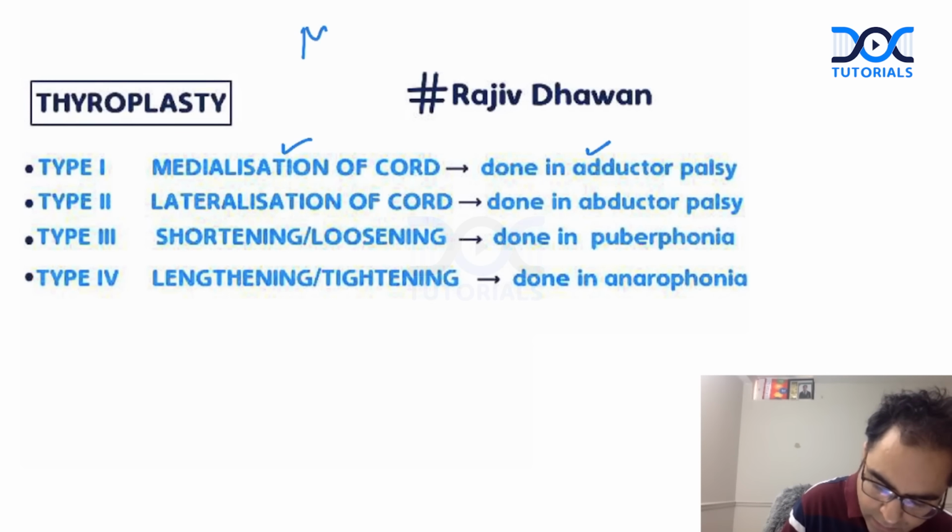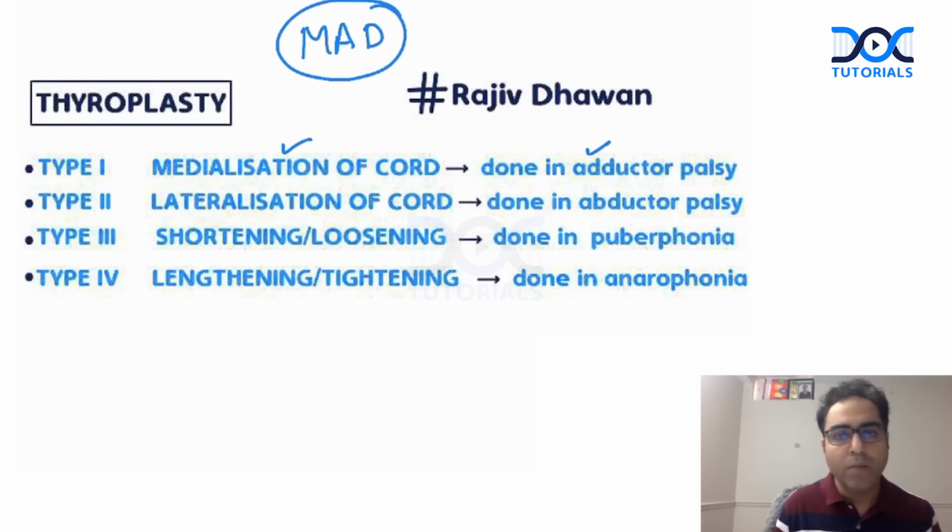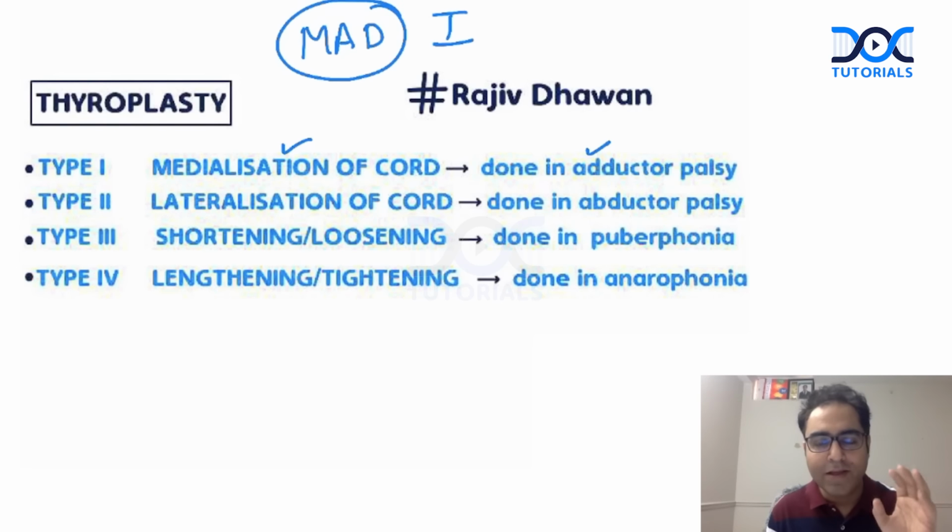MAD. People who come first in the class, type 1. People who come first in the class are mad people. People who come first in the class are bad people, you know. Sorry, don't mind. Toppers, don't mind it. I'm just trying to create something easy for you to remember. Type 1 is MAD. Type 1: M means medialization, AD means adductor paralysis.